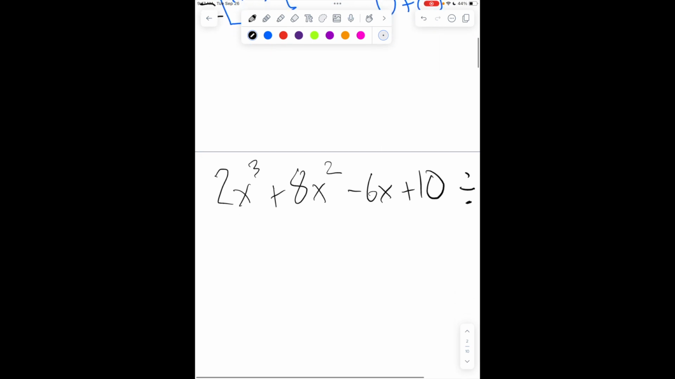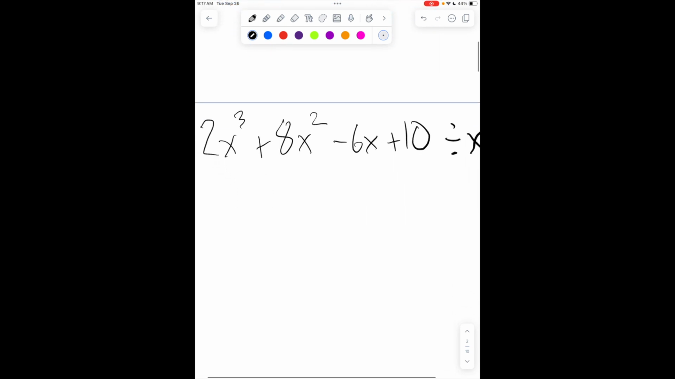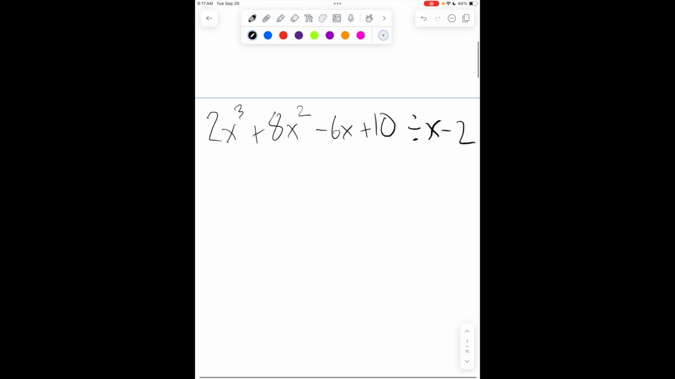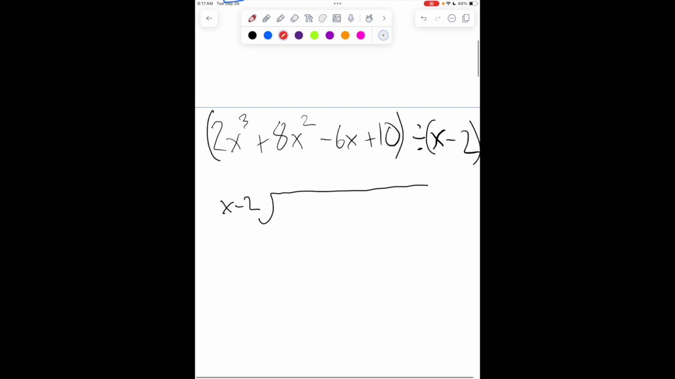Okay, let's take a look at another example here. 2x to the third plus 8x squared minus 6x plus 10. So again, if I'm thinking about setting this up, I'm saying, all right, I'm going to create my square root sign. I'm going to put x minus 2 on the outside, and then I'm going to put part B, and I'm going to put 2x to the third plus 8x squared minus 6x plus 10 right here.